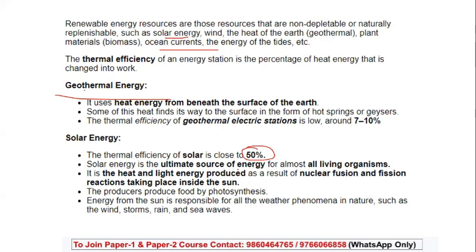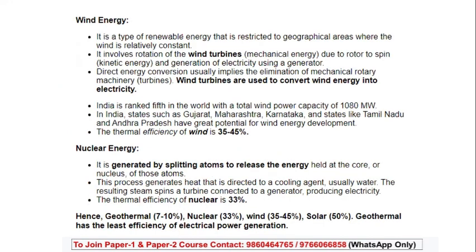The ultimate source of energy for all living organisms is the heat and light energy produced as a result of the fusion and fission reactions. The producers produce food by photosynthesis, and it's responsible for all weather phenomena such as wind, storm, rain, or heat waves. Then next one we have is wind energy, a renewable energy restricted to certain geographical areas, which includes wind turbines. And yes, it is a direct conversion, which implies elimination of mechanical machines. They are used to convert wind energy to electricity.